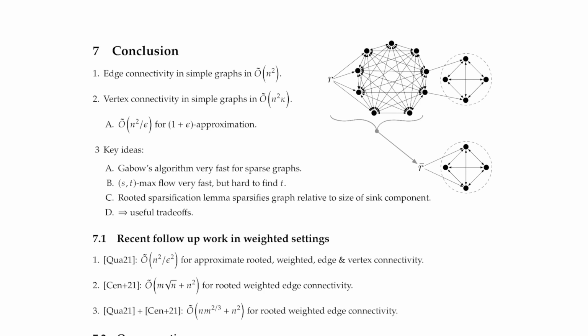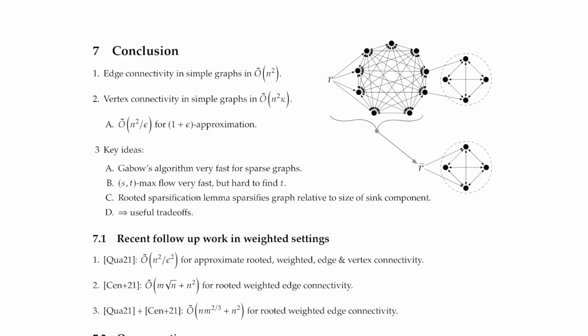Again, this argument is sort of similar to the rooted sparsification lemma, where we're doing some kind of packing argument. And we show that we can reduce the graph and so forth. The key idea, I think, was to balance Gabow's algorithm against the random sampling approach. And then really, this is brought together by a rooted sparsification lemma, which sparsifies the graph relative to the size of the sink component. And then there's something good that you can do in between.